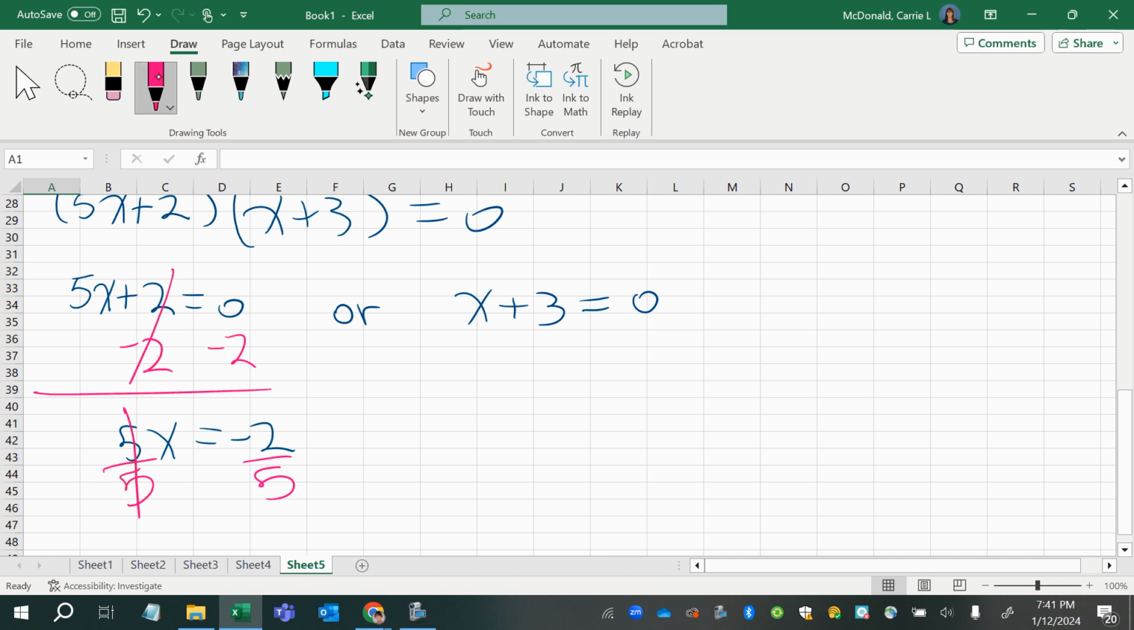Now from the other equation, I'm going to subtract 3 on both sides. And so I have x equals negative 3. All right, so negative 2/5 and negative 3.